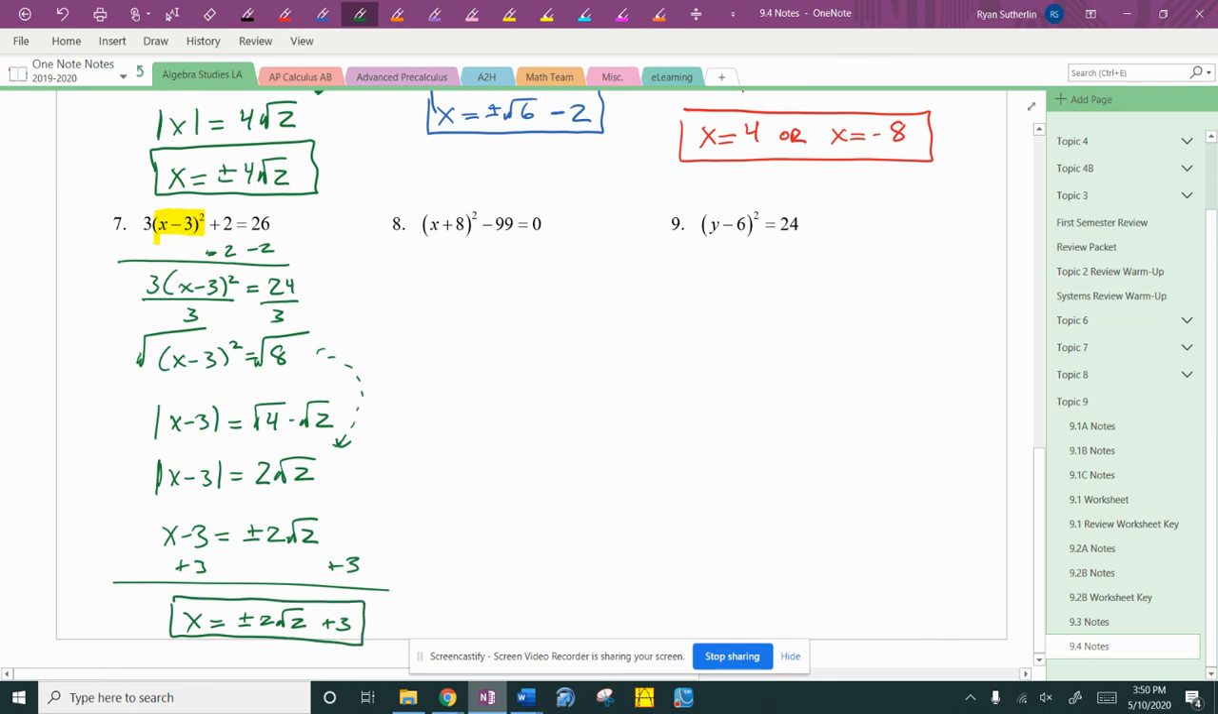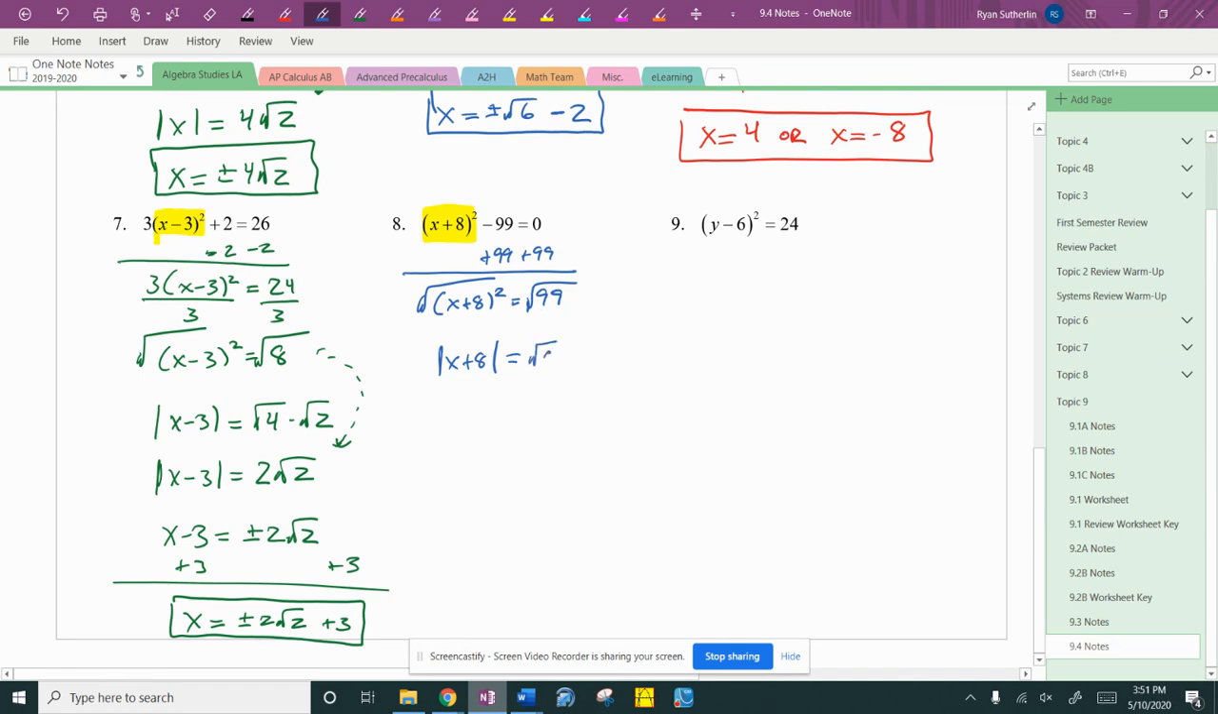Number 8. Here is the (x plus 8) squared is what's by itself. So I'm going to add 99 to both sides. So I get (x plus 8) quantity squared equals 99. Square root of both sides. So this side becomes absolute value of x plus 8. Over here, square root of 99.